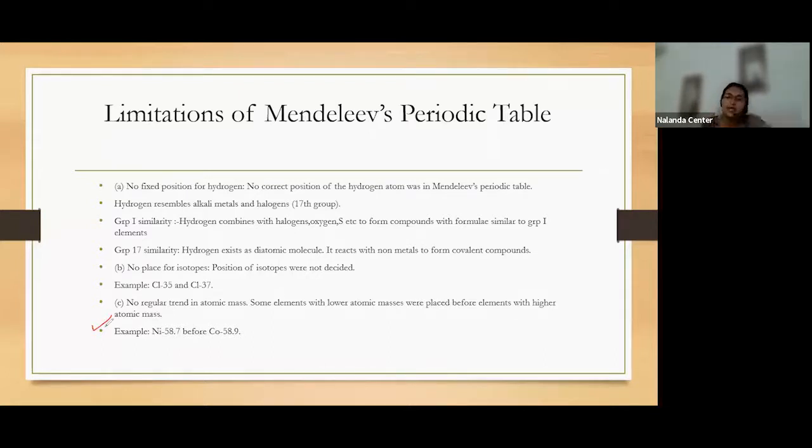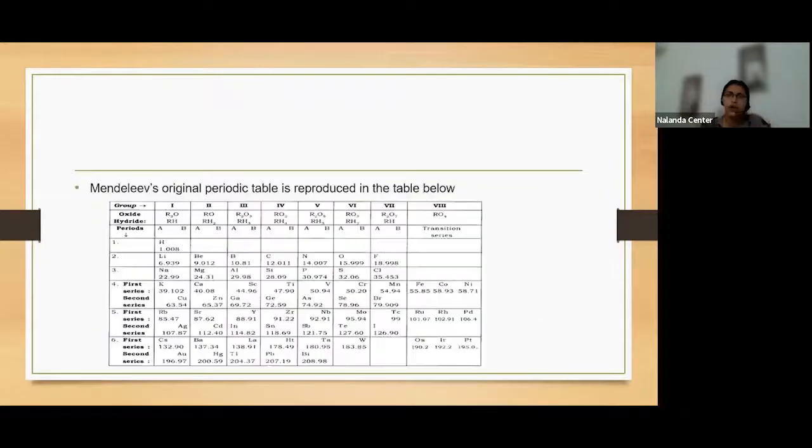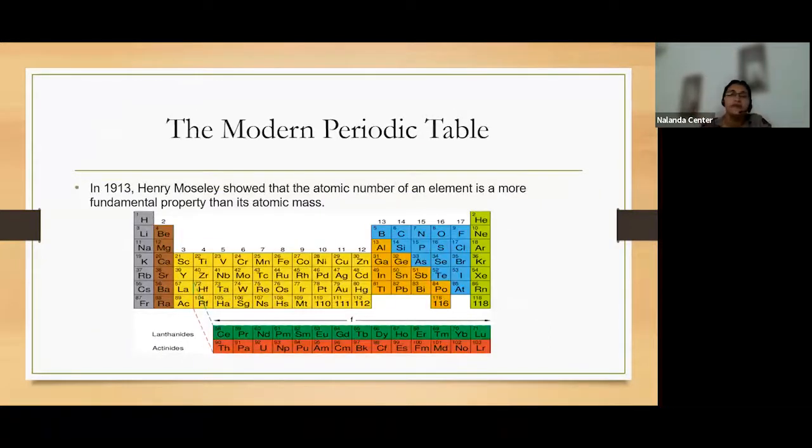This is an extremely important question. Something related to Mendeleev's periodic table is going to be asked. Okay. So this is Mendeleev's periodic table. Can you take 2 minutes to actually revise what has been taught till now?